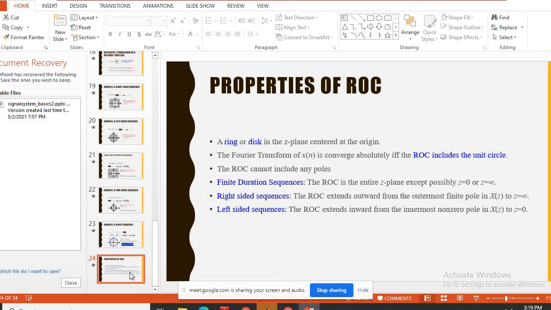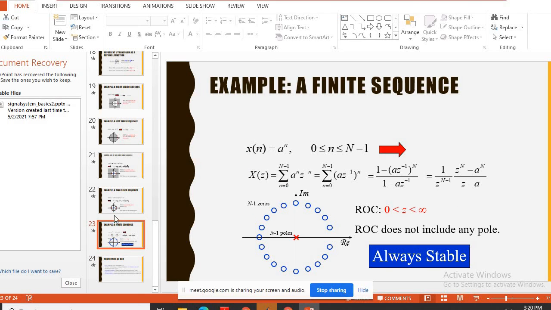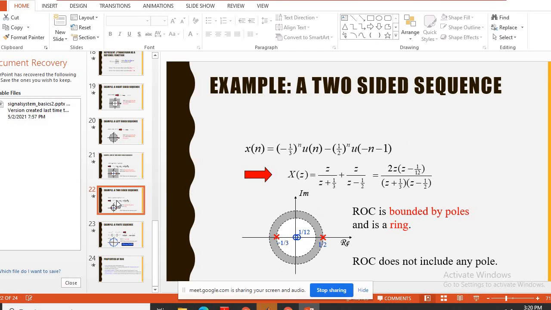For right sided sequences, the ROC extends outward from the outermost finite pole in X of Z to Z equal to infinity. And for left sided sequences, the ROC extends inward from the innermost non-zero pole in X of Z to Z equal to 0. So these are some of the properties which we can use while studying this.